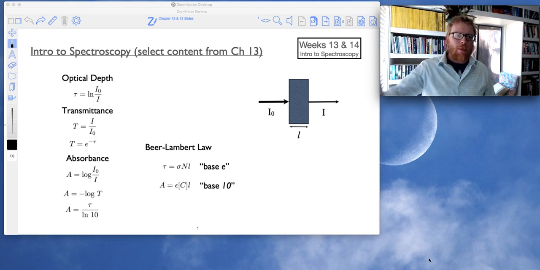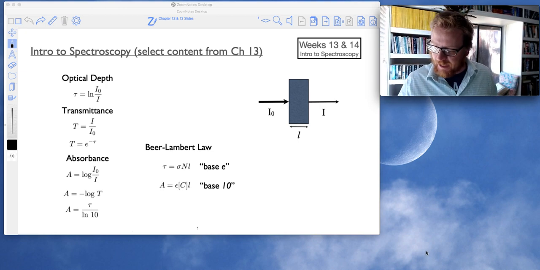Lecture. Here we go, folks. We're getting into the spectroscopy.